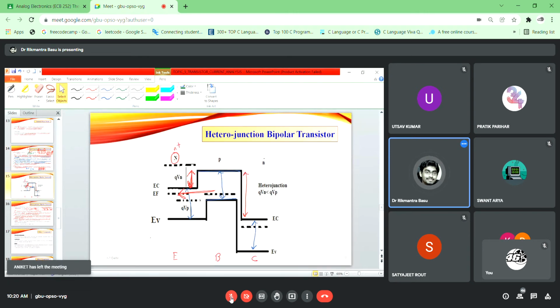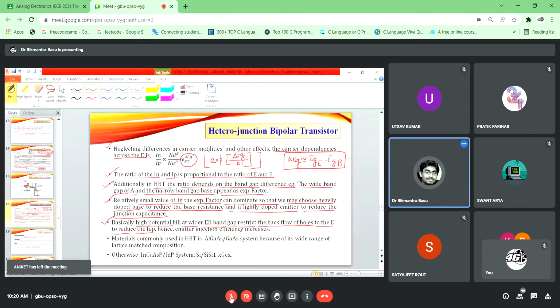That is the basic scientific reason for which it is being chosen. The high potential hill at the wider emitter-base band gap restricts the backflow of holes to the emitter to reduce the IEP, and hence the emitter injection efficiency increases, which was our preliminary focus.